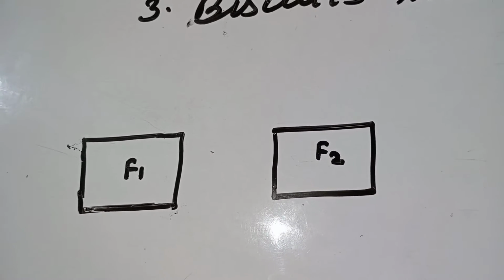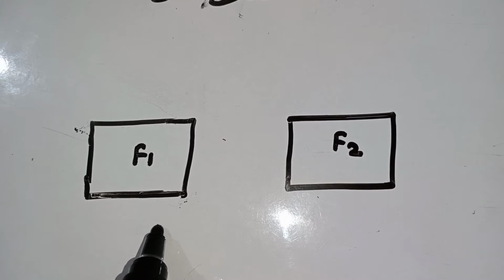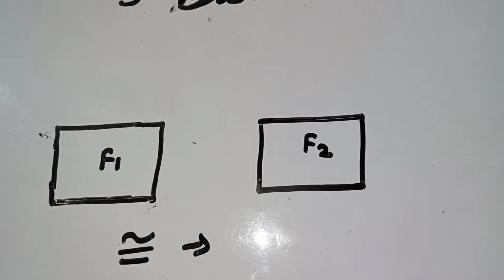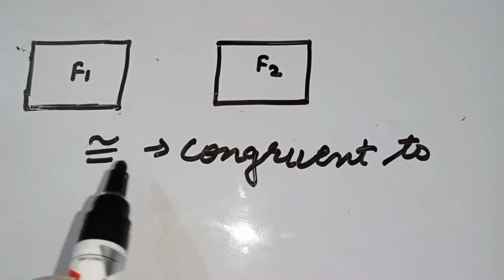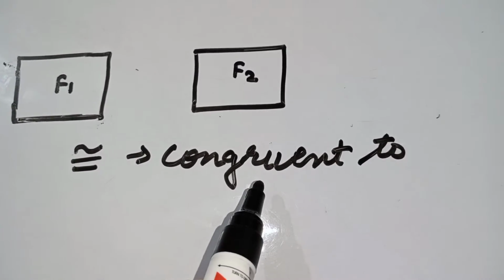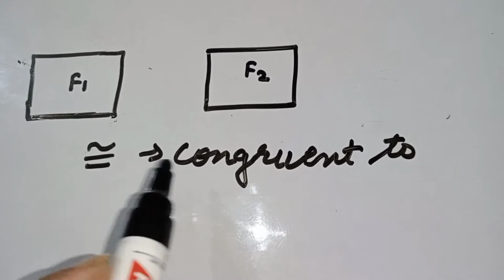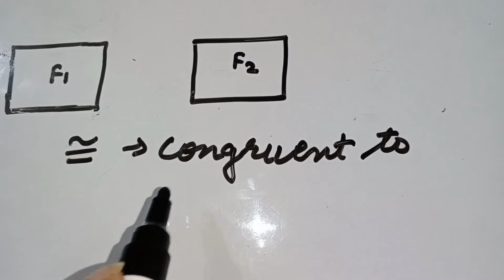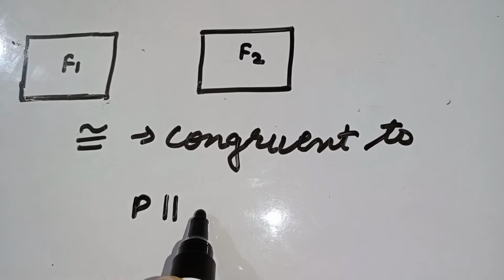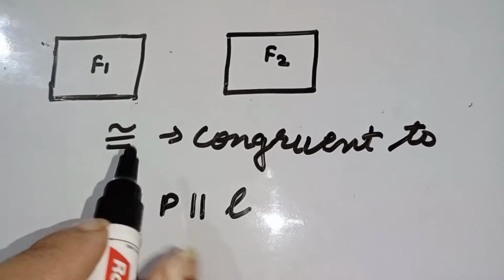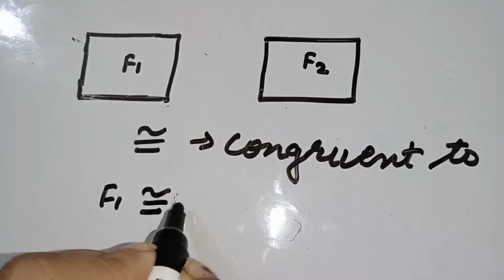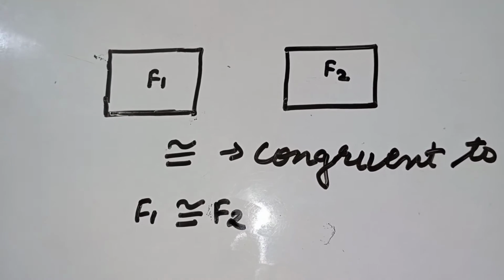So for saying congruent, we don't write the word congruent, we use this symbol. This symbol means congruent to. So remember this symbol, and whenever you write that one figure is congruent to another, or one line is congruent to another line, we will use this symbol, like for parallel lines we usually use the symbol, line P is parallel to line L. Like this we use. So here we will say figure F1 is congruent to figure F2. I hope it is clear to you.